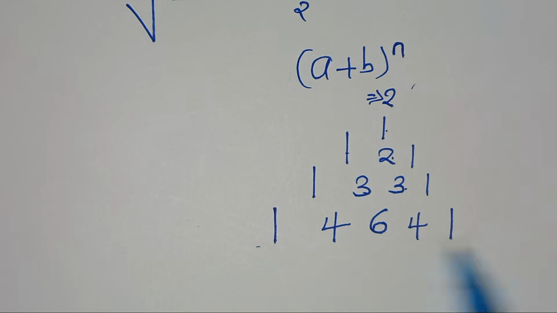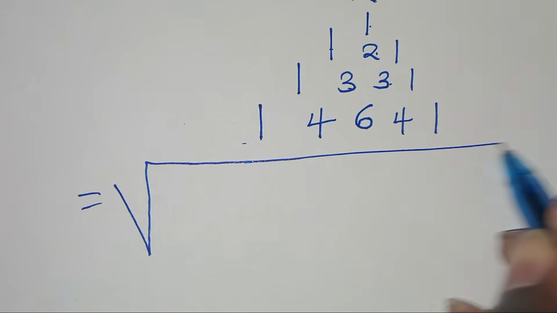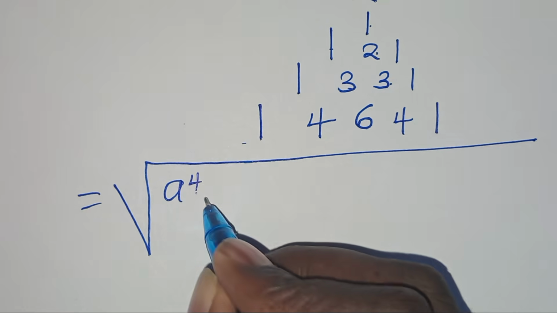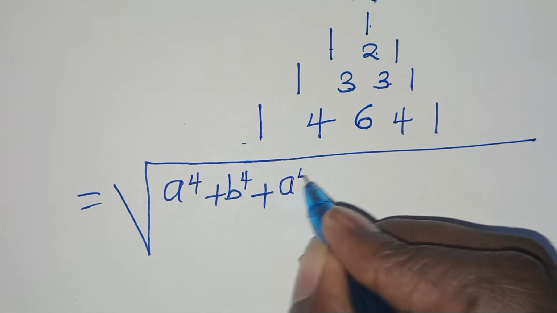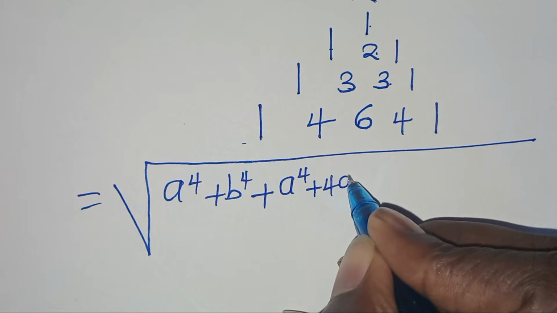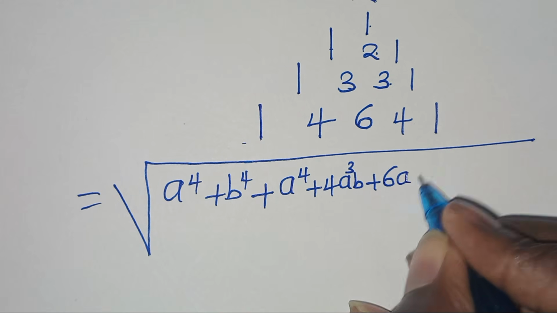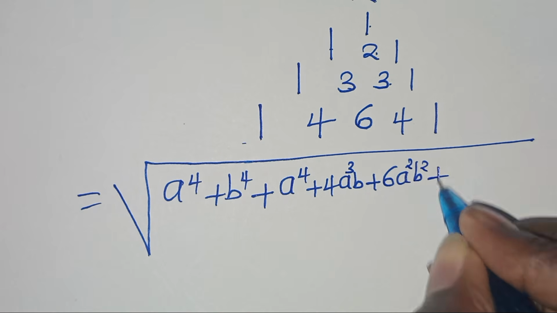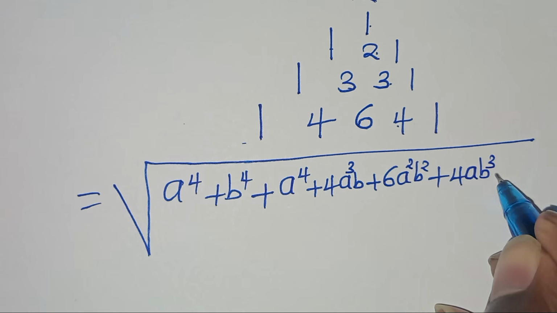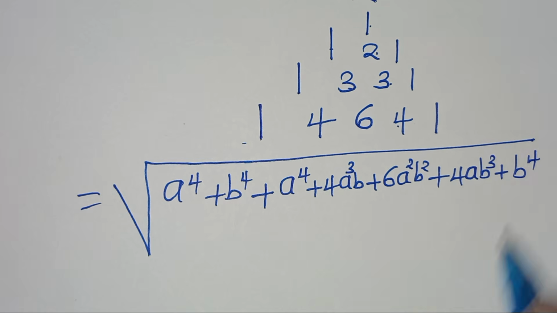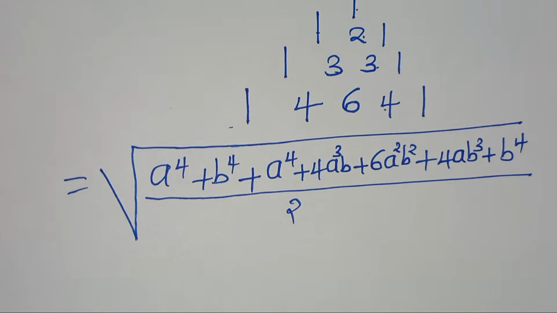Now let's substitute these coefficients. So here we have the square root of a to the power of 4 plus b to the power of 4, then plus a to the power of 4 plus 4 a to the power of 3 multiplied by b, then plus 6 a to the power of 2 b to the power of 2, then plus 4 a b to the power of 3, then plus b to the power of 4. Remember, everything here is divided by 2.